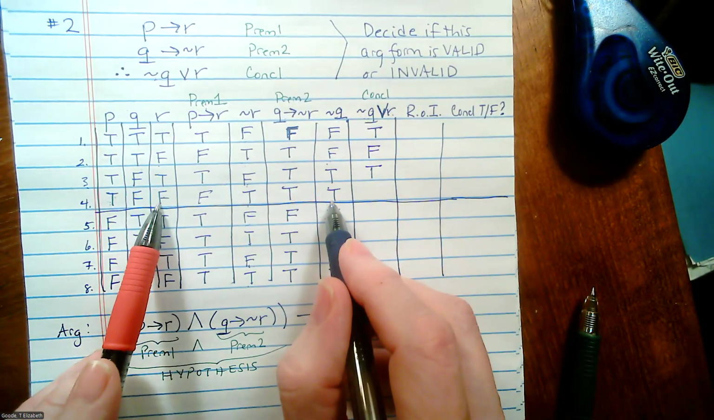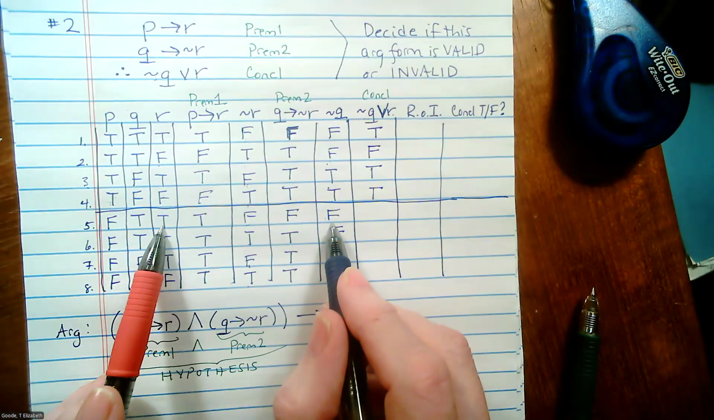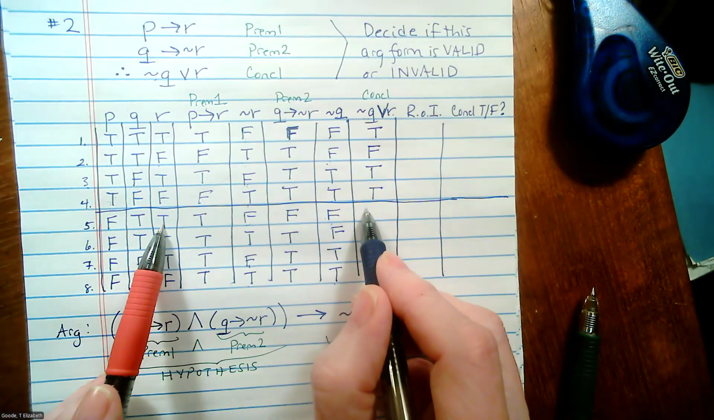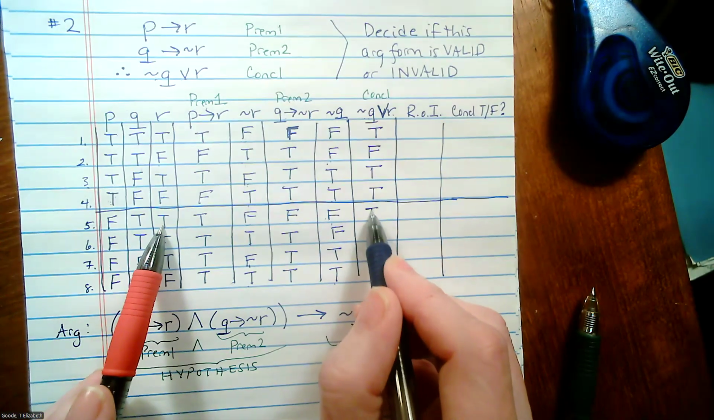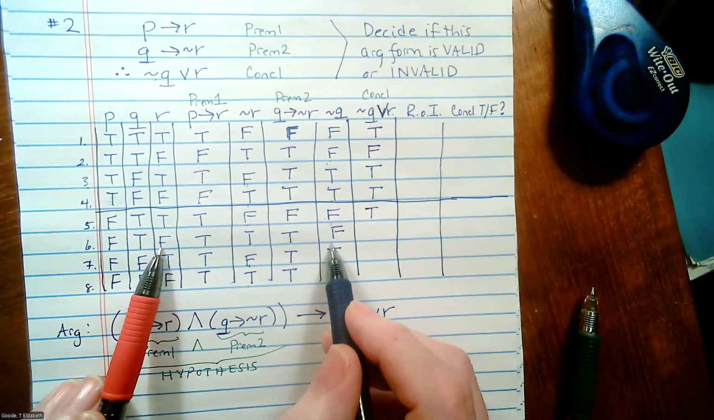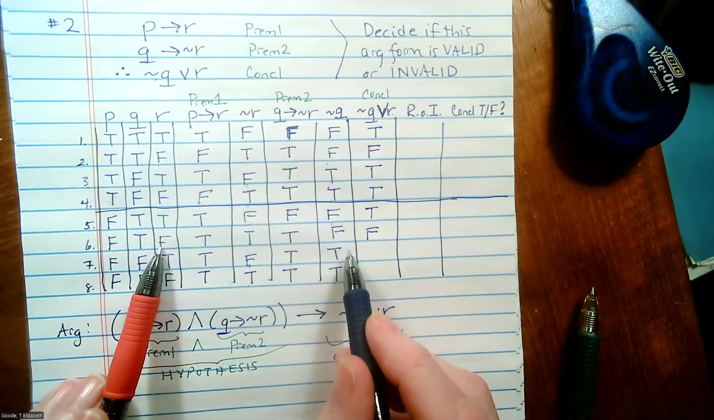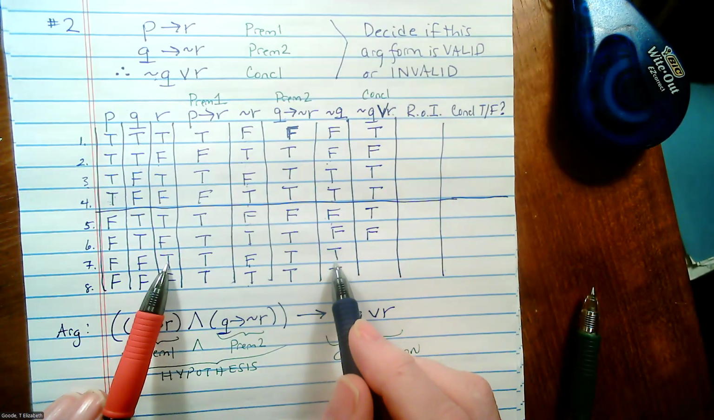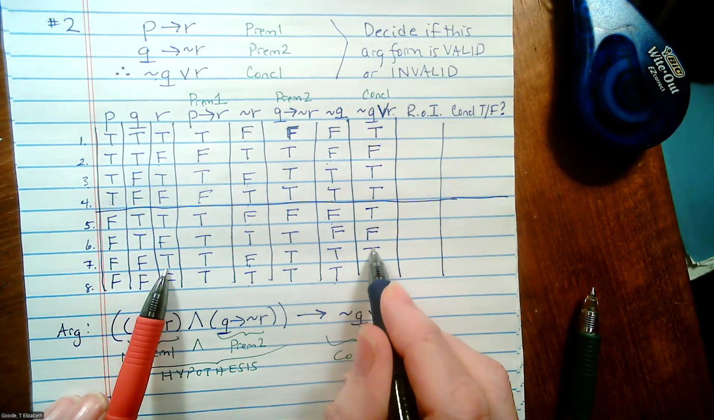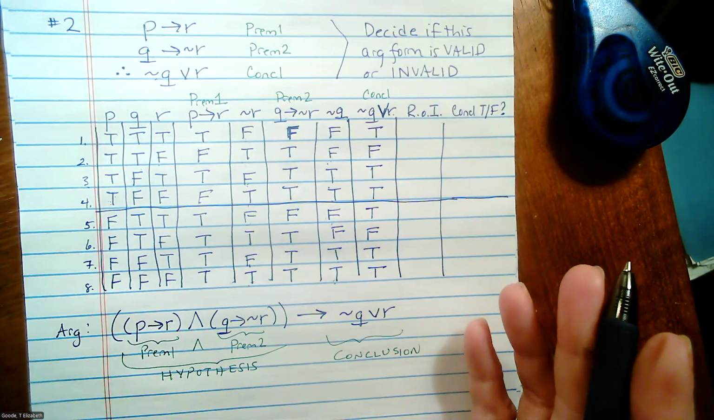Row 4, true. Good. Row 5, true, because we have R true. That's enough to make the OR statement true. Row 6, false. Good. Everybody with me? Row 7, true. And row 8 is also true. Okay, so great. Step 1 is done.